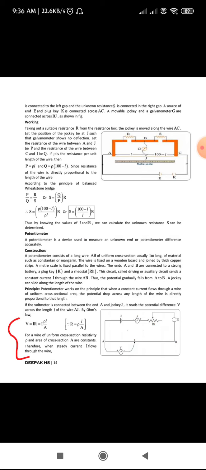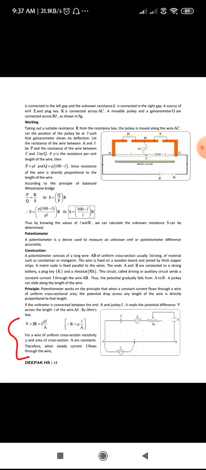Next, by making use of Ohm's law, they have said that the known equation is V is equal to I into R. What does V denote? V denotes the potential difference or potential drop. According to that, V is equal to IR. The R value we have taken as rho L by A. For a uniform cross section of resistivity rho, the area of cross section of the wire is constant, and the current I value is also constant, right?